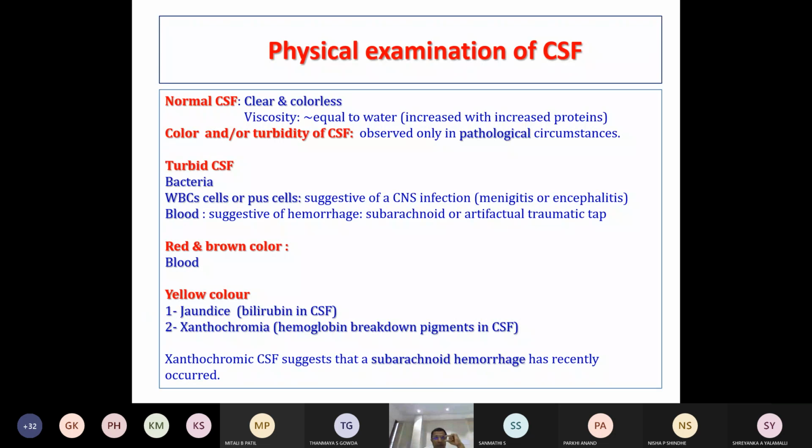Again on this slide, the color is clear. Turbidity suggests bacterial infection, with white cells and pus cells suggestive of CNS infections. So the physical examination of the sample gives some idea; not exact, but you can guess. Hemorrhages such as subarachnoid or traumatic taps give red-brown colors from blood. Yellow color indicates jaundice or xanthochromia, hemoglobin breakdown pigments in CSF.